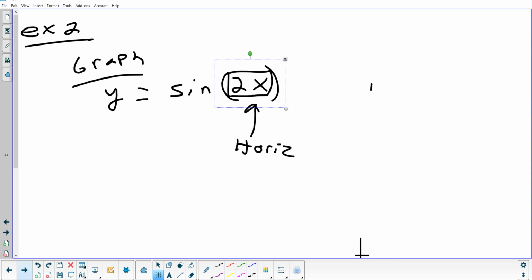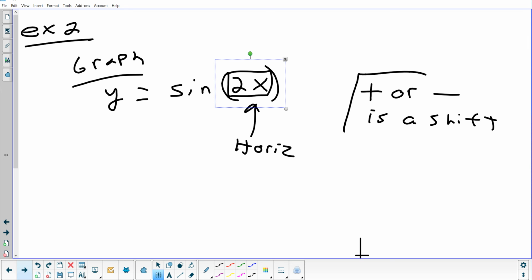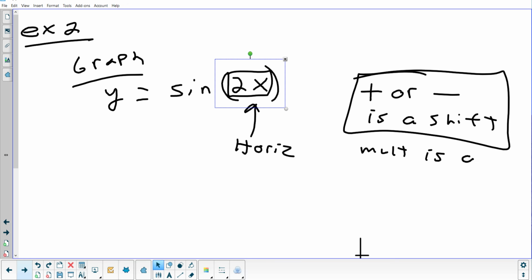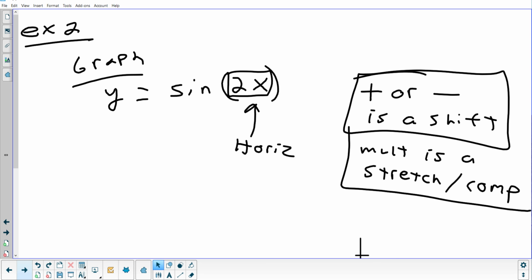Adding and subtracting is always a shift. So add or subtract is always a shift. Inside the box, horizontal. Outside the box is a vertical. Multiply is a stretch or a compression. So that pretty much summarizes everything we've done this week. All right, so this is a horizontal stretch or compression.